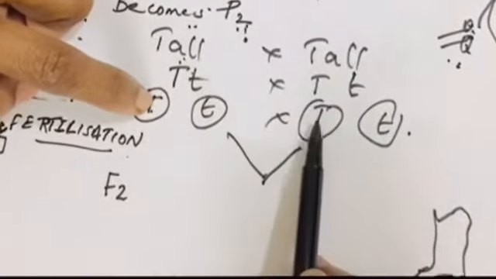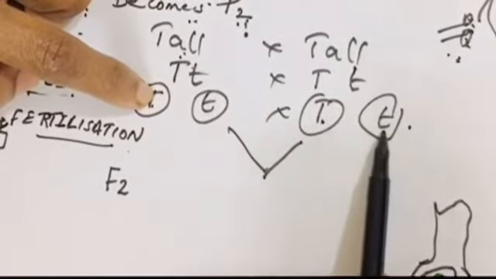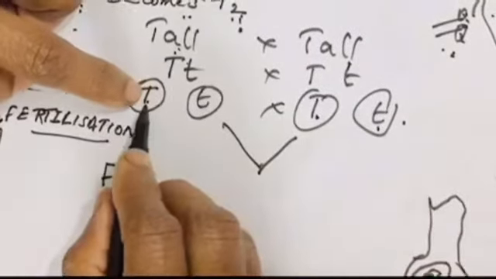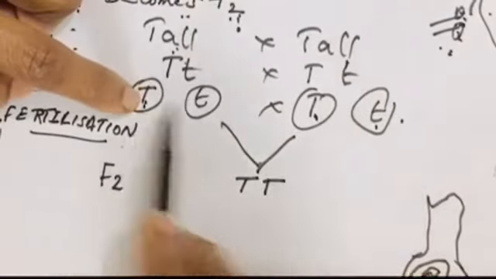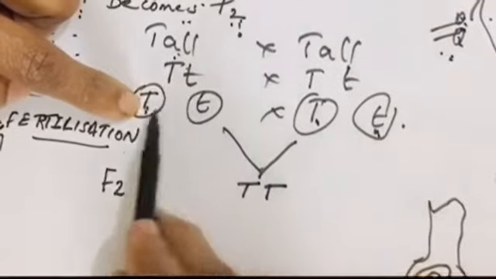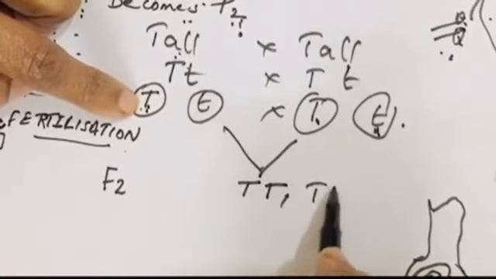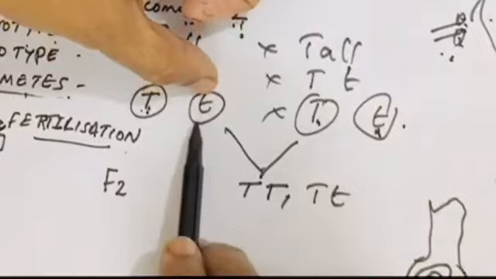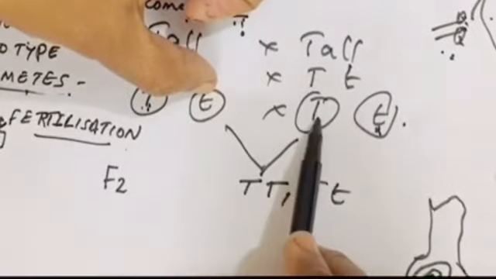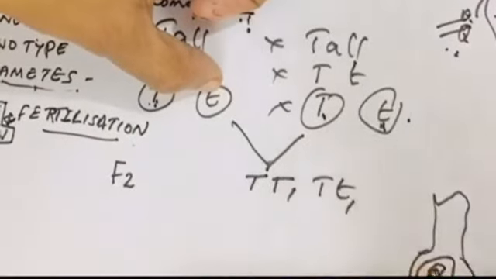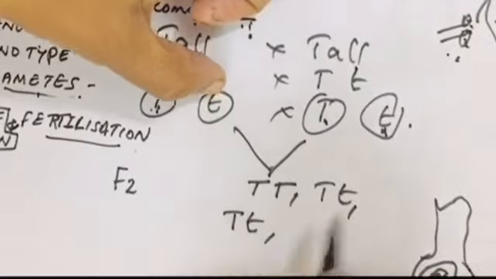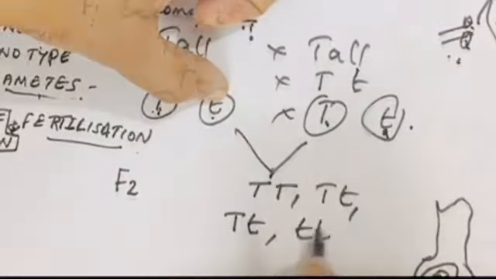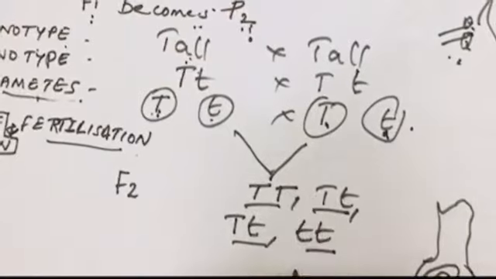Capital T will make a pair with the first capital T here, then the second small t, isn't it? So this capital T and the first capital T, capital T, capital T. Now this has to make a pair with the next factor, capital T, small t. Now come to the next factor, small t, capital T. Remember, whenever you write capital and small, you will write the capital letter first. That is why you will write capital T, small t. Then next is small t, small t. This is the result of the F2 generation he got.